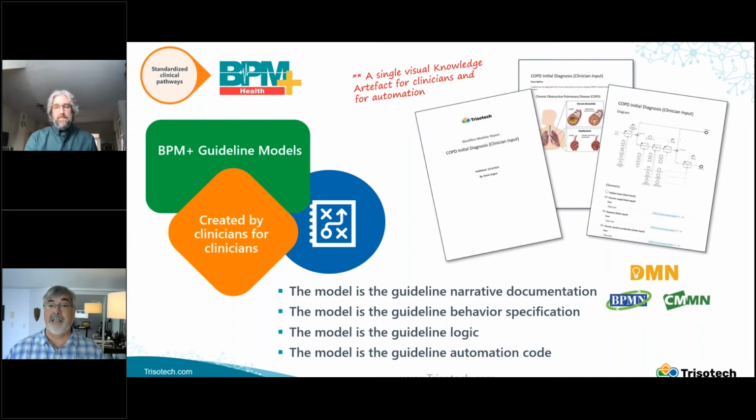So basically, that one model, that BPM Plus model, is the guideline narrative documentation. That same model is the guideline behavior specification. And again, the same model is the guideline logic and is the guideline automation code. So from a knowledge artifact management point of view, you only have to manage the life cycle of a single knowledge artifact rather than having multiple knowledge artifacts that have to be synced, with life cycles to manage, and all this work that we all know too well that is very problematic.